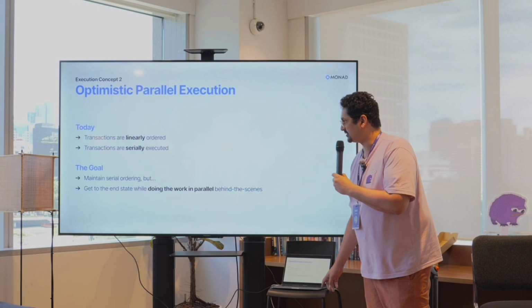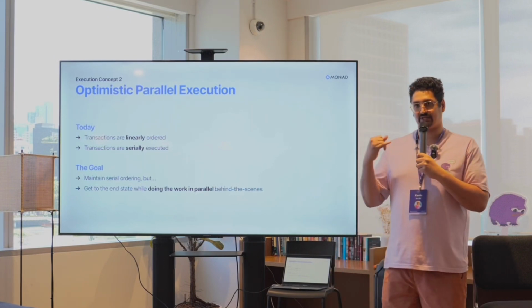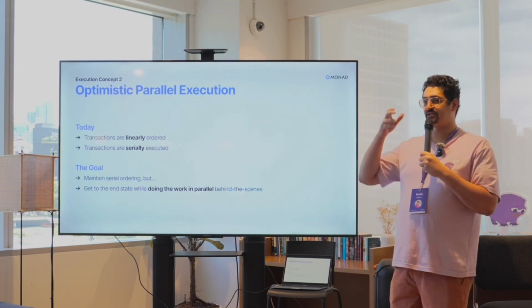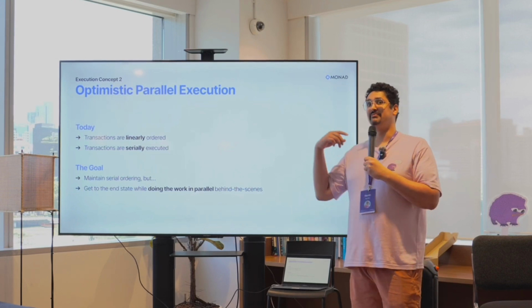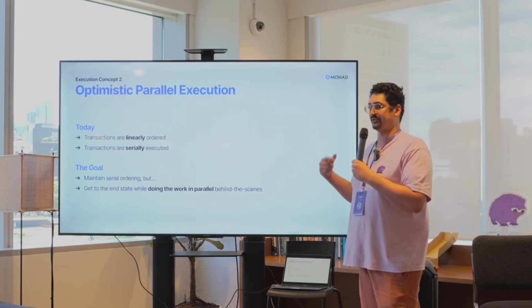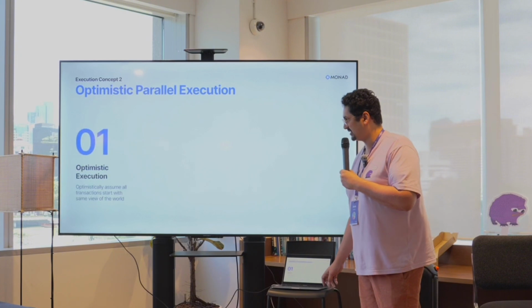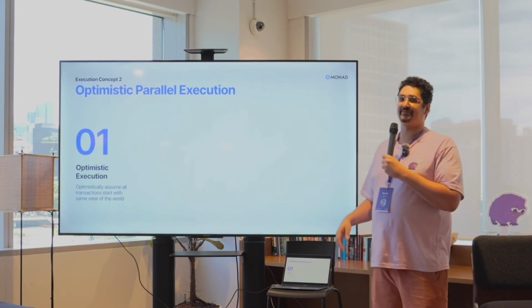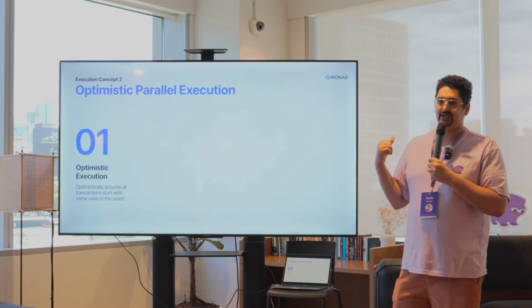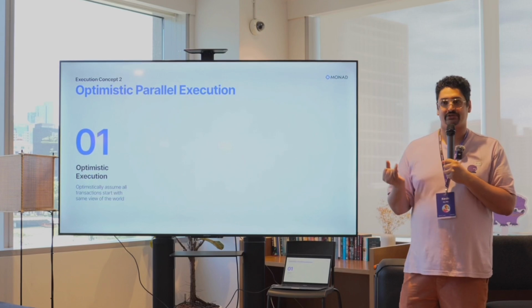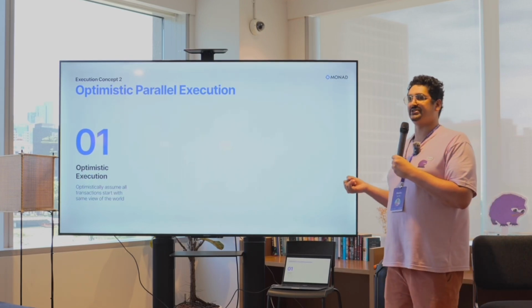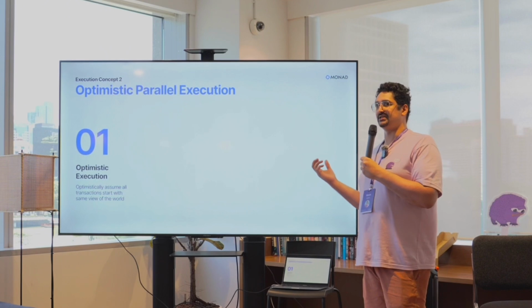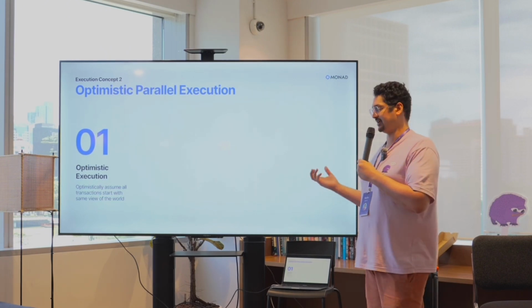What we really want to do is maintain this ordering that consensus gives us, but execute everything in parallel and get those results much quicker, and then commit them in the order that they came in. And so how do we do that? We do this thing called optimistic parallel execution. It has a couple different names: software transactional memory, OCC, optimistic concurrency control. But really what it is is kind of the most obvious thing.